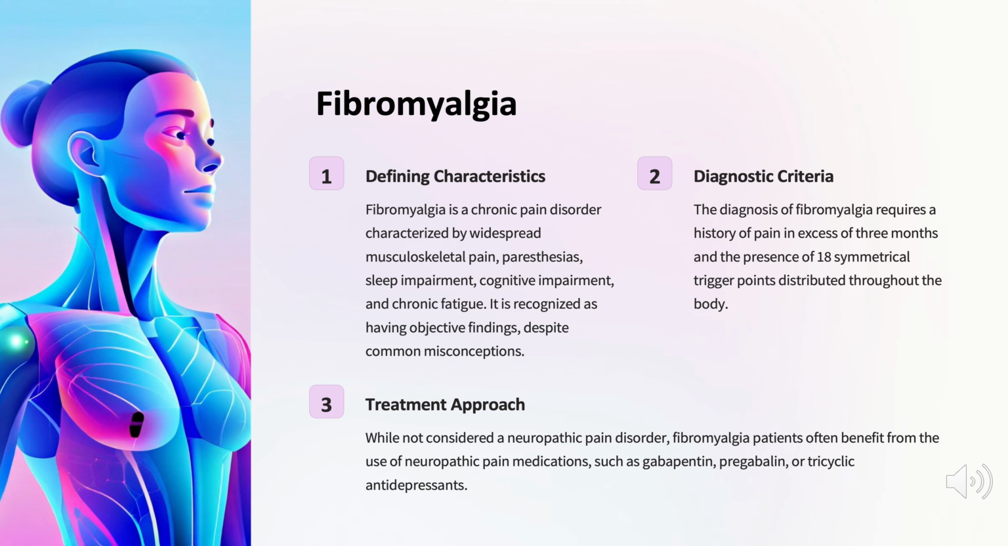Fibromyalgia is a chronic pain disorder characterized by widespread musculoskeletal pain, paresthesias, sleep impairment, cognitive impairment, and chronic fatigue. Despite common misconceptions, it is recognized as having objective findings. The diagnosis of fibromyalgia requires a history of pain lasting more than 3 months and the presence of 18 symmetrical trigger points distributed throughout the body. Although not classified as a neuropathic pain disorder, patients with fibromyalgia often find relief from neuropathic pain medications such as gabapentin, pregabalin, or tricyclic antidepressants.